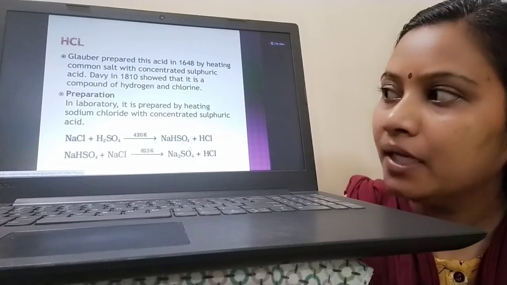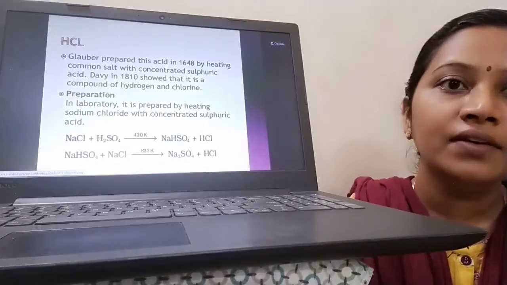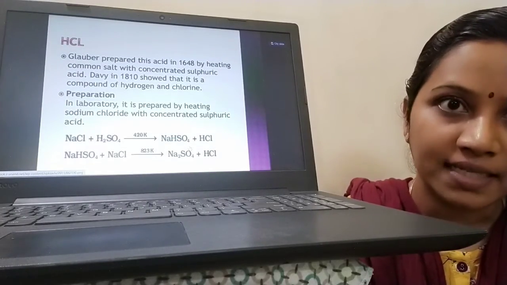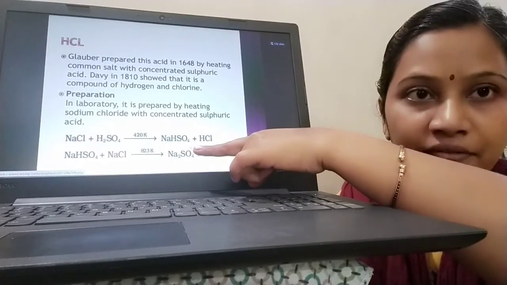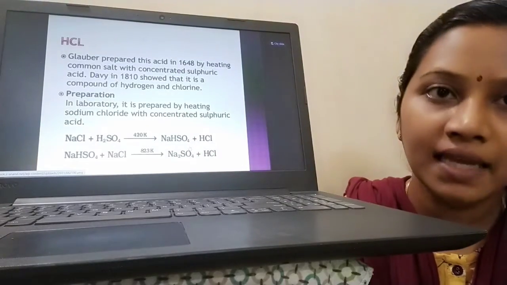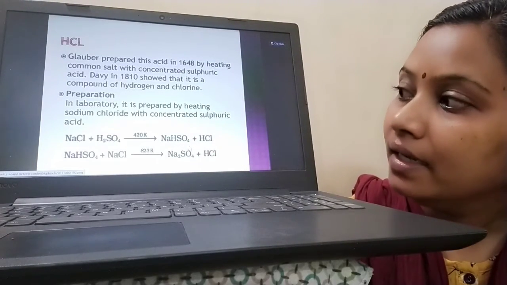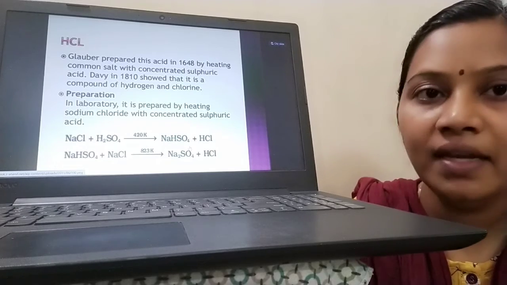Now the real preparation, how we prepare it in the laboratory: when you treat sodium chloride with concentrated sulfuric acid, you will get sodium hydrogen sulfate plus HCl. Now this sodium hydrogen sulfate is again treated with sodium chloride. At a temperature of 323 Kelvin, you will get sodium sulfate and HCl.